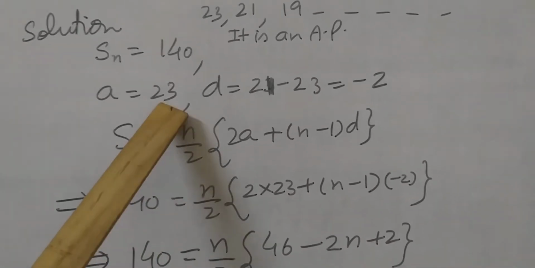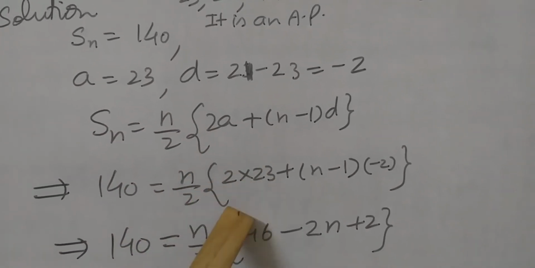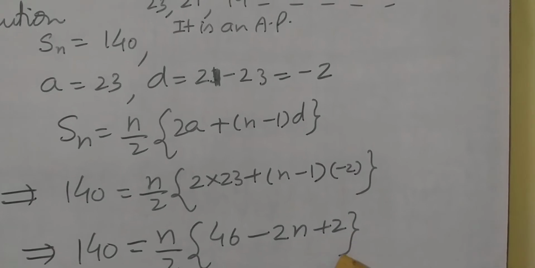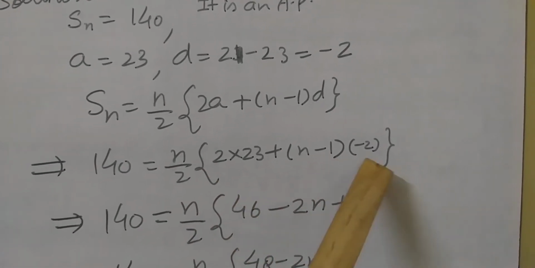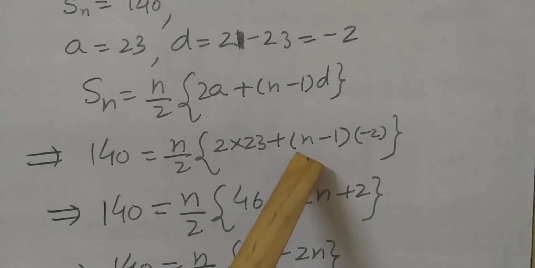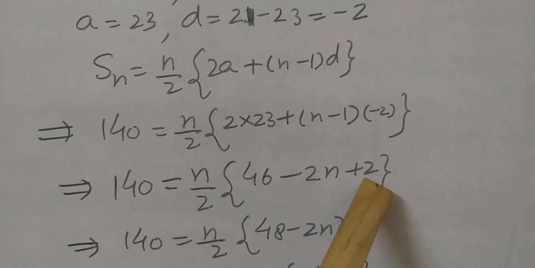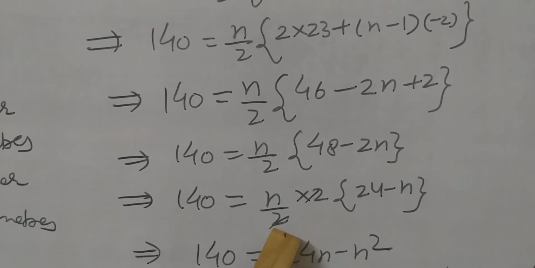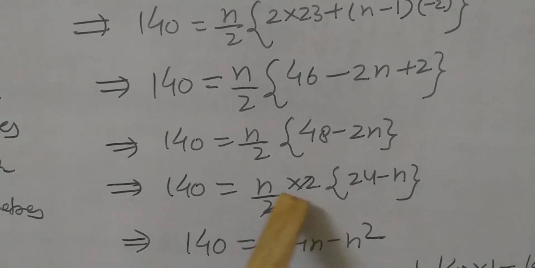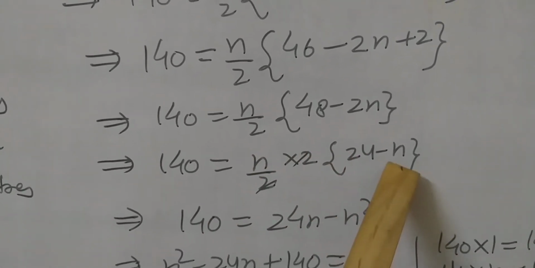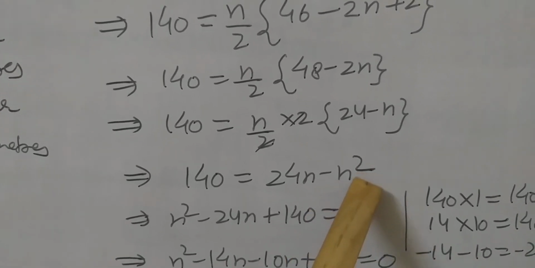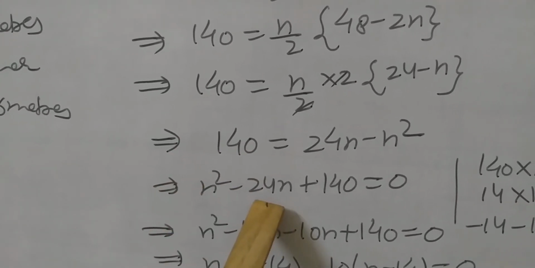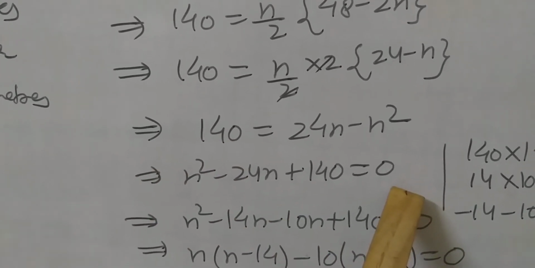Sn equals 140, and we have to find out: n upon 2 into (2 into a value 23, plus (n minus 1) into d value minus 2), which gives 46 minus 2n plus 2 when we open the bracket. 46 plus 2 is 48 minus 2n. Now students, 2 is common, 2 cancels. 140 equals, let us open the bracket, 24n minus n square. Now n square and 24n will be transposed to this side. n square minus 24n plus 140 equals 0.